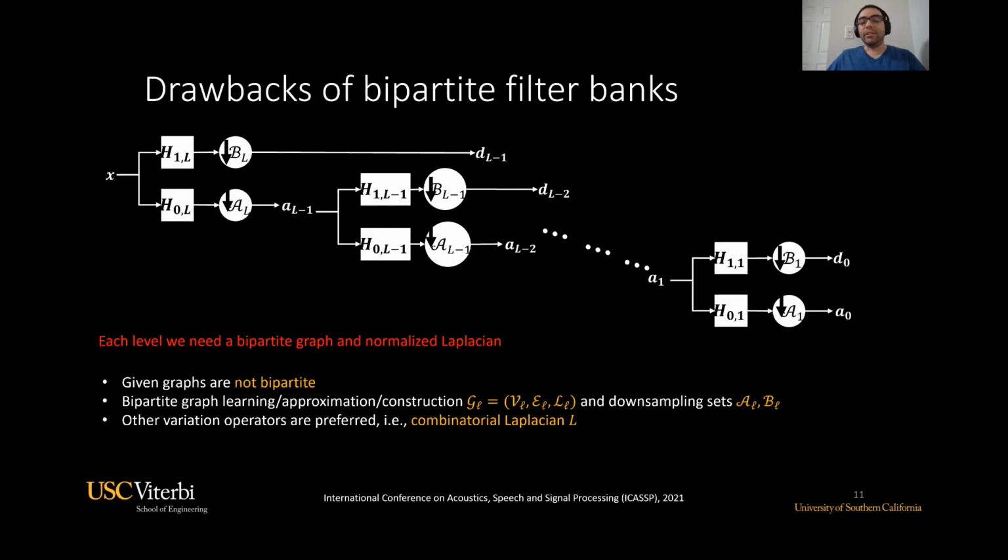Now, even though this theory has a lot of good properties and also has very practical implementations, the main drawback is that you need to have a bipartite graph, and also you need to have a normalized Laplacian. And this is not desirable because most of the graphs that you are given in applications are not bipartite. Therefore, if you want to use this theory, you need to do bipartite graph learning or some type of approximation.